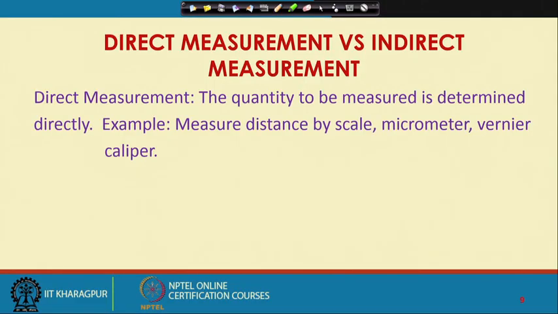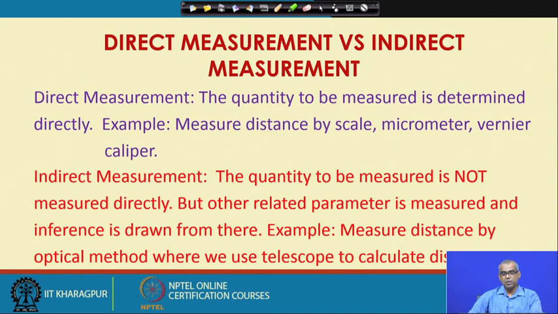In case of indirect measurement, we measure a quantity which is related and then infer the value of the measurement from this measurement of the related quantity. So, in direct measurement, the quantity to be measured is determined directly. An example will be measuring distance by scale, micrometer, vernier calipers, etc. Whereas in indirect measurement, the quantity to be measured is not measured directly, but another related parameter is measured and inference is drawn from there. Example, measuring distance by optical method, where you use a telescope to calculate distance.